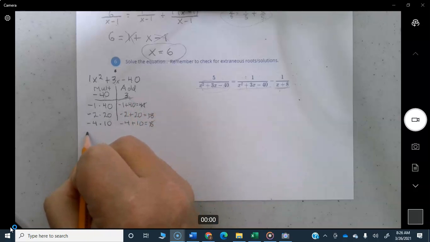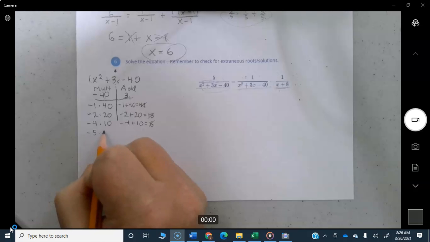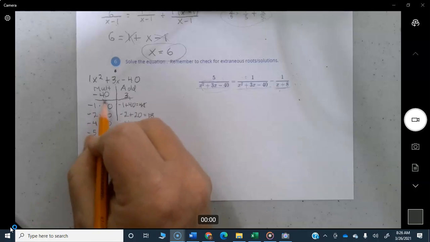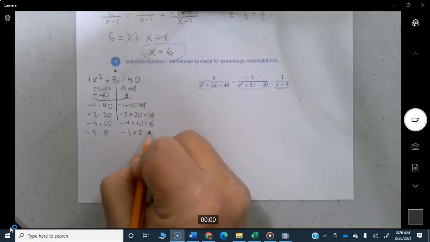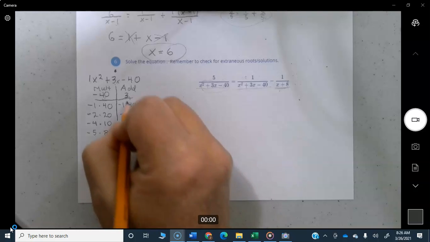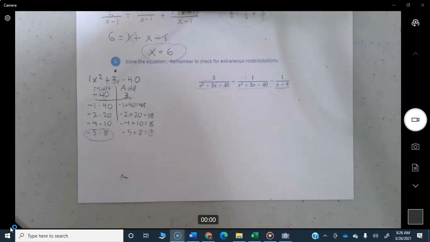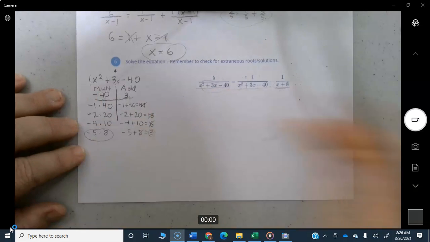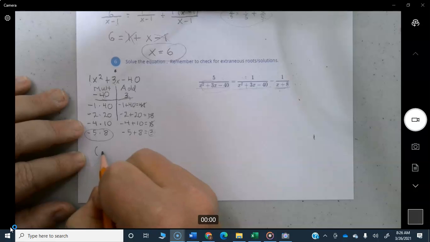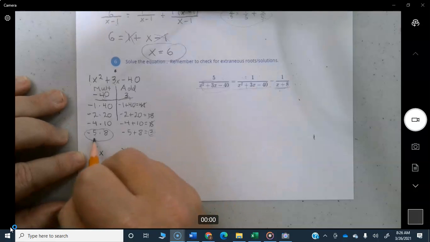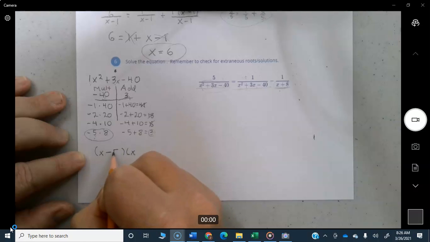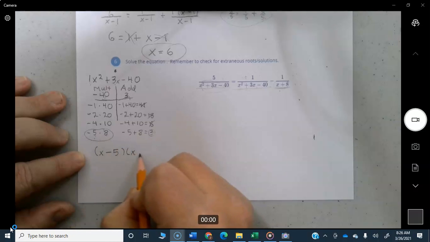Negative 5 times 8 equals negative 40. Negative 5 plus 8 equals 3. Those are the ones we're looking for. So it's negative 5 and positive 8. So since the coefficient there is 1, it's an x, and then whatever this number is, x minus 5, and x plus 8.